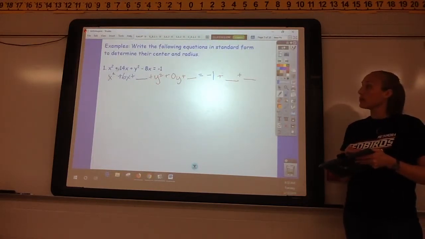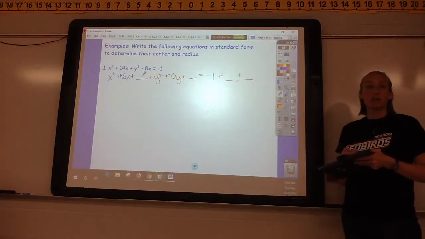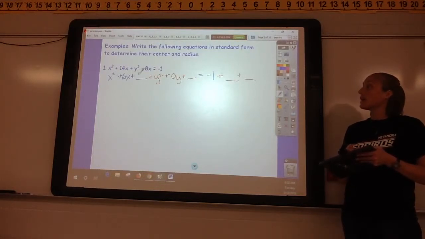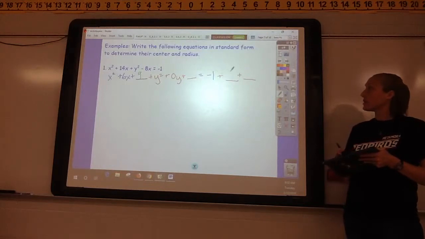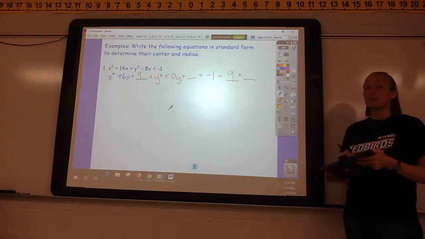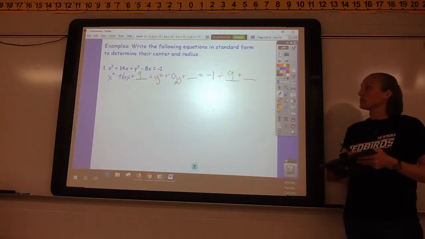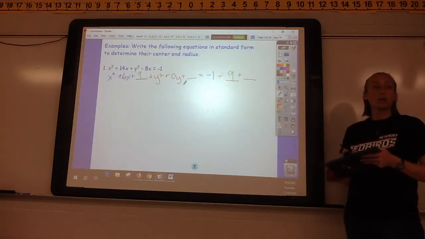The blue problem over here, what's going to fill in that blue blank? What is it? 9. We've been dealing with that one. 6 divided by 2 is 3. 3 squared is 9. Fill in a 9. As soon as I fill that in, I come over to the other side and I fill in a 9 so I don't forget. Okay? Do the red equation. B divided by 2 squared. What's going to fill in this blank?